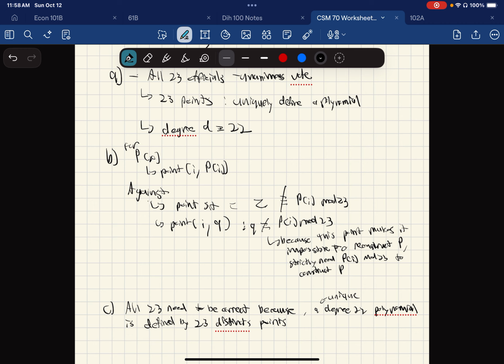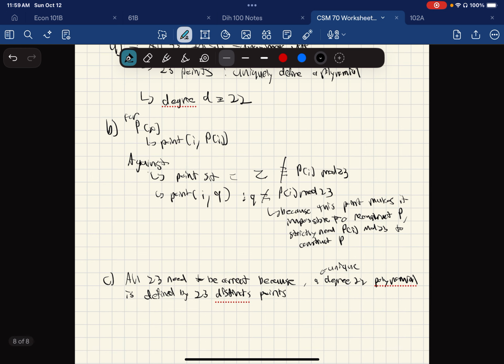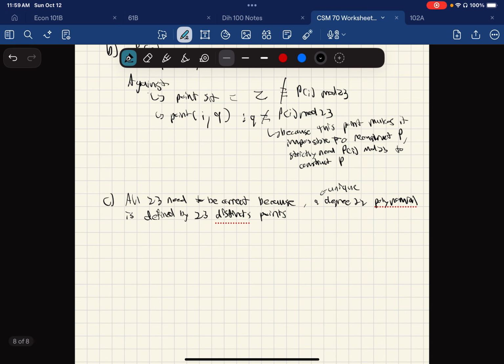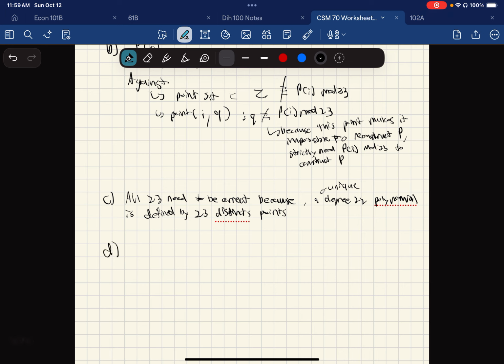Anyone who votes against the law, as we discussed in B, gives some point that is not P of I mod 23, any other point that would not evaluate to what P of I mod 23 would be. They choose one of the other 22 possibilities, so you're not going to be able to reconstruct polynomial P, for reasons discussed above. And so now let's go into D.